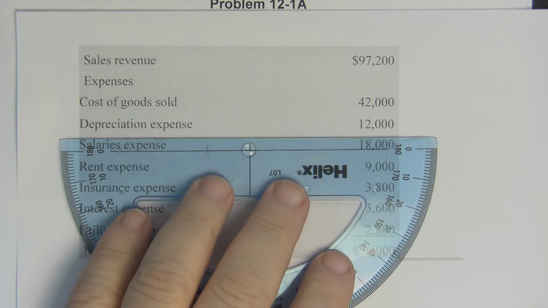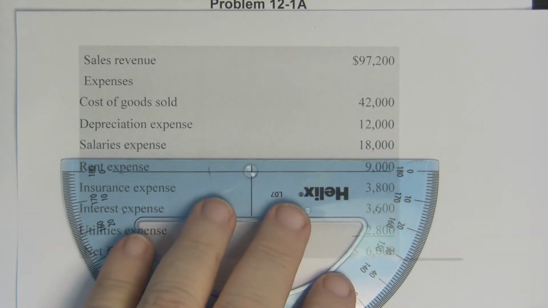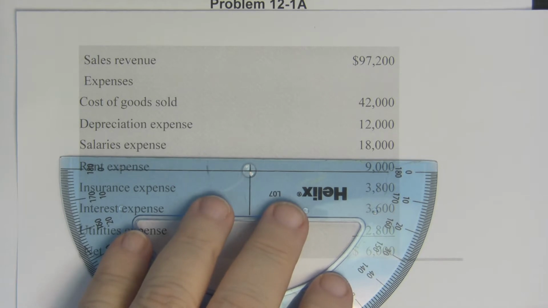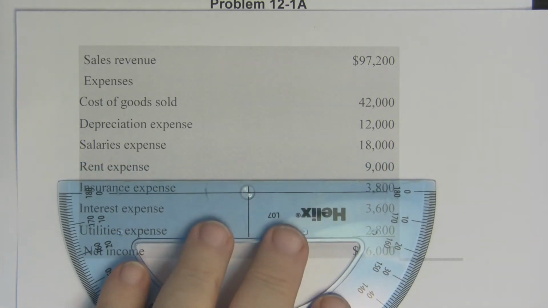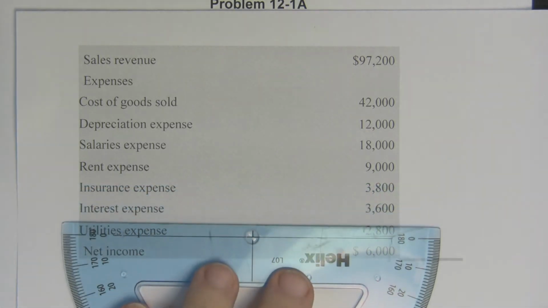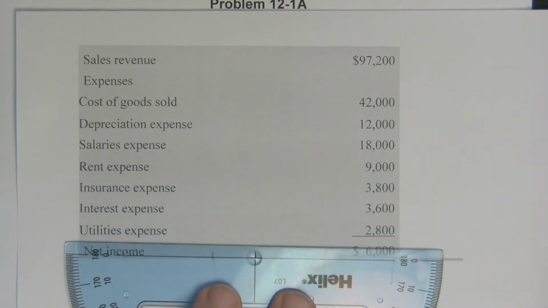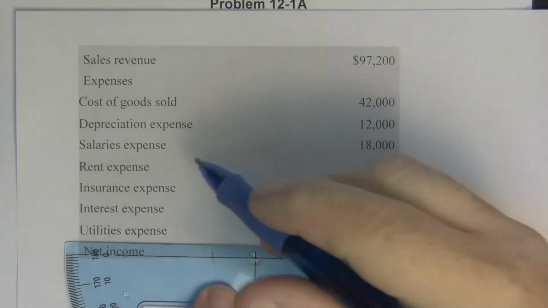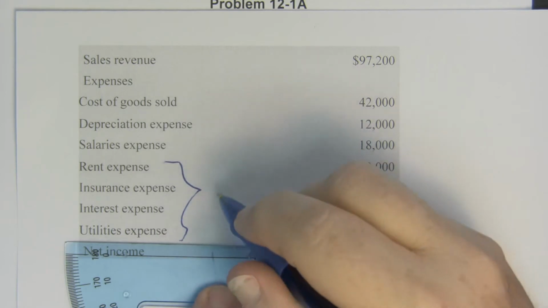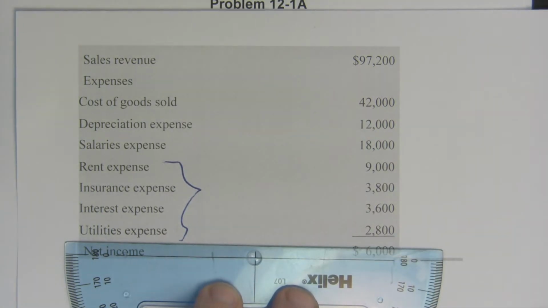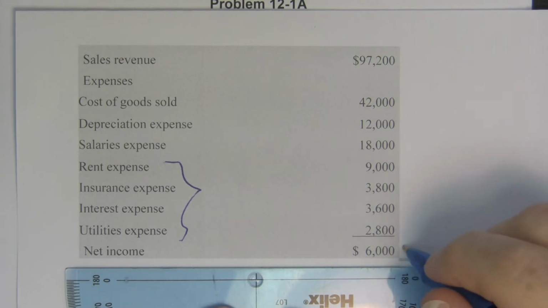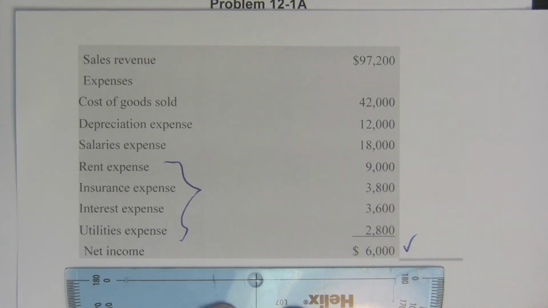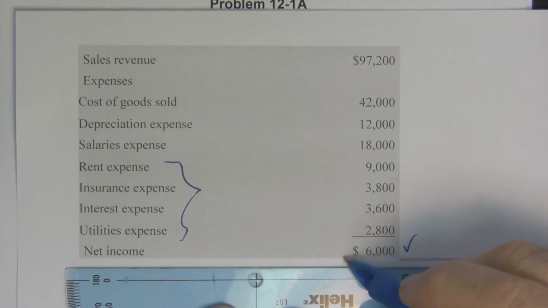Depreciation expense we know is not cash. Salaries expense, some of that's cash, but some of that could be salaries payable. Same with rent expense, insurance expense, interest expense, and utilities expense. As a matter of fact, all of these have the additional complication that they could have been prepaid last year and showed up as an expense this year. So we have net income of $6,000, but that doesn't tell us anything about cash.